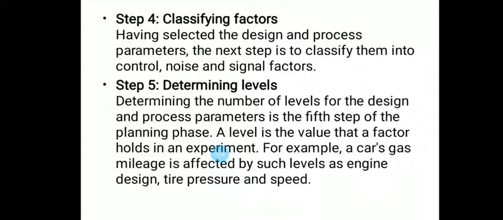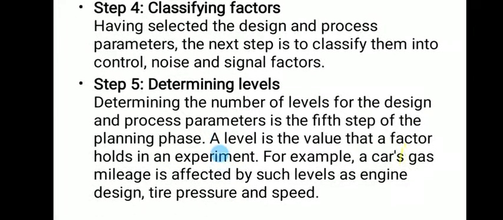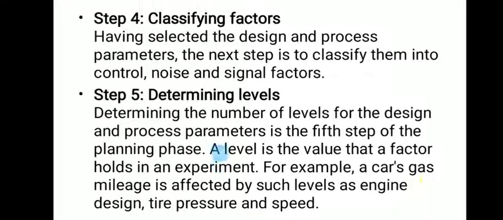And notice that a good quality signal is found. Suppose your product is defective but no signal is given, then your mass product will also be defective, so signal factors are essential. And the next is step 5, determining level. Determining the number of levels for the design and process parameters is the fifth step of the planning phase.